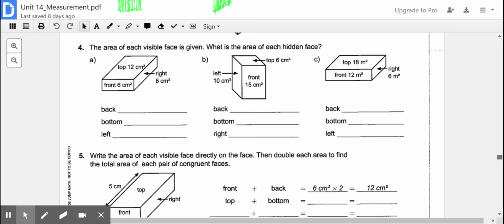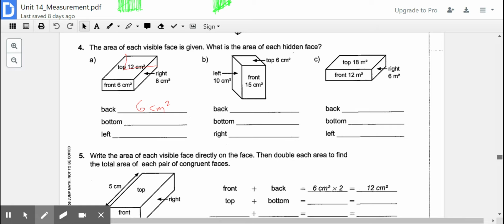The area of each visible face is given. What's the area of the hidden face? So now they're saying, just like the question above, if we know one of the faces, the visible face, we can find the area of the hidden face as well. So if I take a look at the back face, the back is hidden from me right here. The back is going to be somewhere under there. It's going to look something like this, okay? And I know the area of the back is going to be equal to the area of front. So the back is going to be 6 centimeters squared, because those are opposite, front and back.